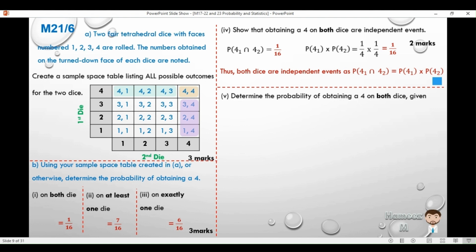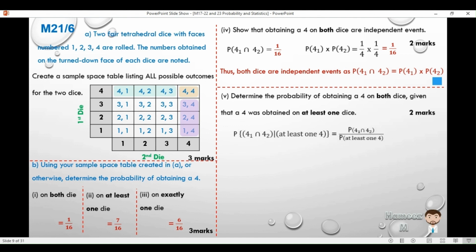Given, and the word given means it's conditional probability. So we're comparing that chance of 1 out of 16 out of what is given, that a 4 was obtained on at least one die. And of course, when we said at least one die, that included the blue, the peach, and the purple backgrounds. So we're comparing what's the probability of getting the peach background, the 4, 4, out of those 7 items.